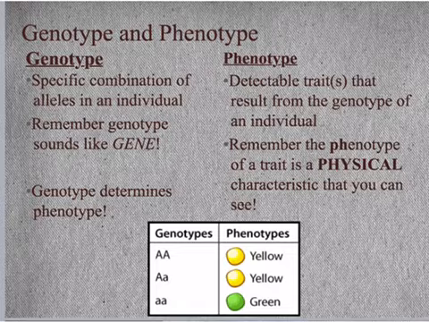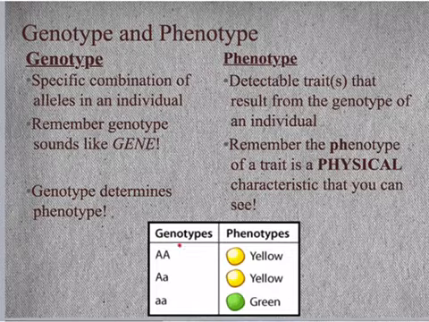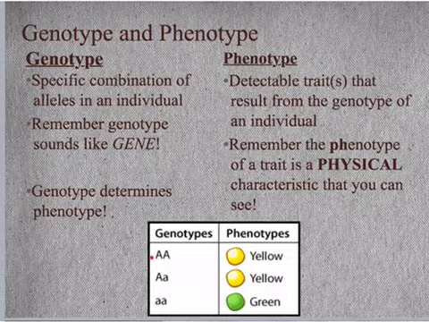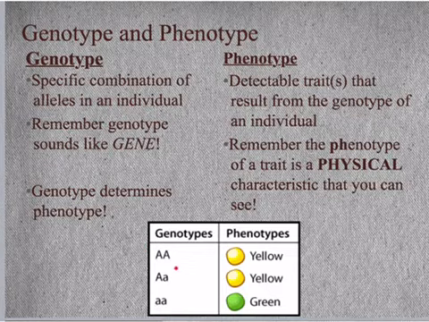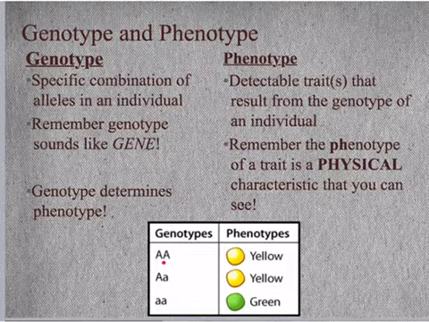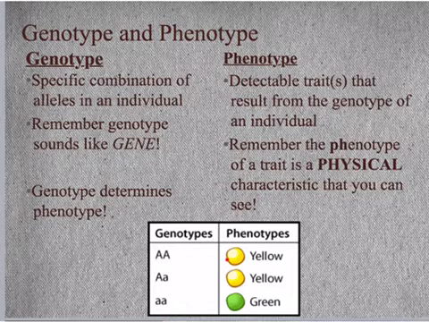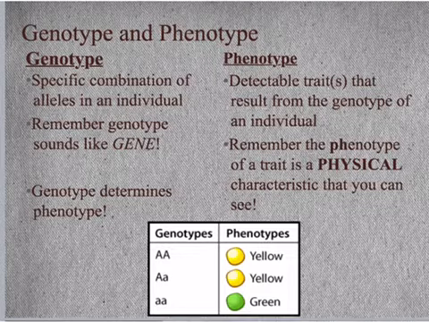Phenotype and physical both start with PH. So we can remember that if we're looking at what is the person or that organism's phenotype, we are talking about what they physically look like because of that gene that they have. So in this case, if the person's genotype is 2 capital A's, that's dominant for yellow, and so their genotype is the 2 capital A's. Physically, we see that as a yellow pea. And so the phenotype is that it's a yellow pea.